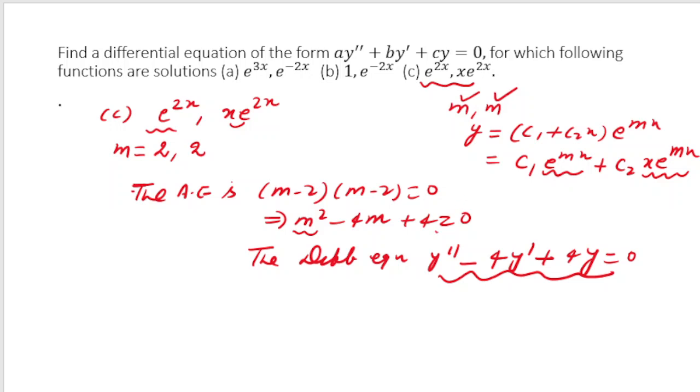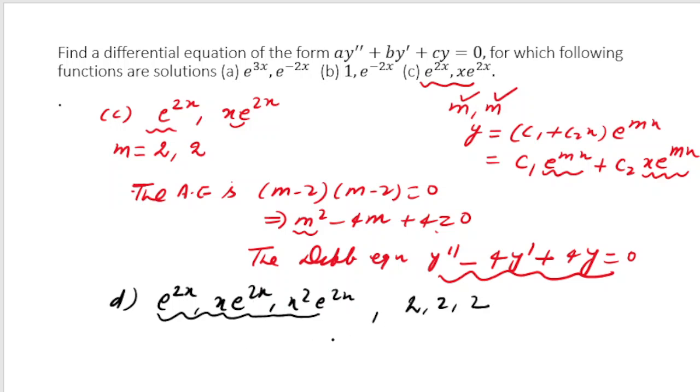Just for the sake of argument, if I take one more question where it is written that it is not a second order differential equation, now I am writing in a different context. So suppose I say that the solutions are e to the power 2x, x e to the power 2x, and x square e to the power 2x. So if the solutions are like this, it is very clear that this solution will be there only if the roots are 2, 2 and 2, because if the roots are 2, 2 and 2, the general solution will look like what? C1 plus C2x plus C3x square, and e to the power 2x.